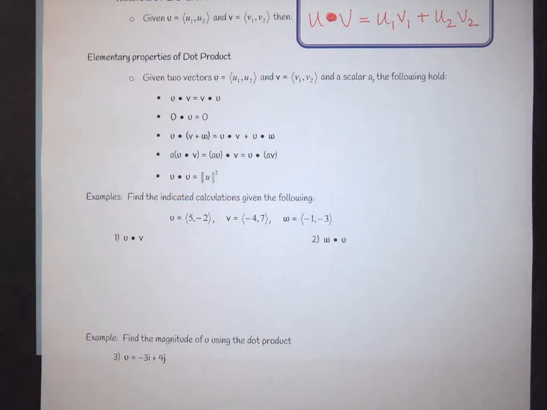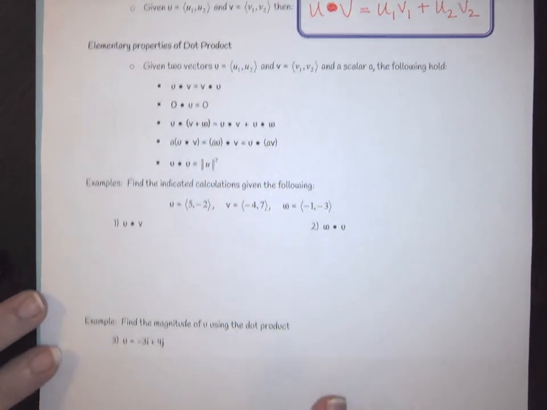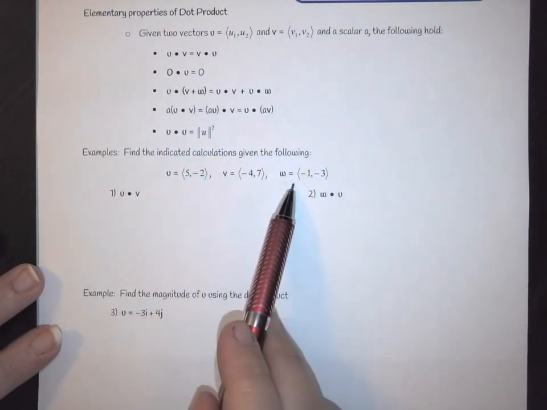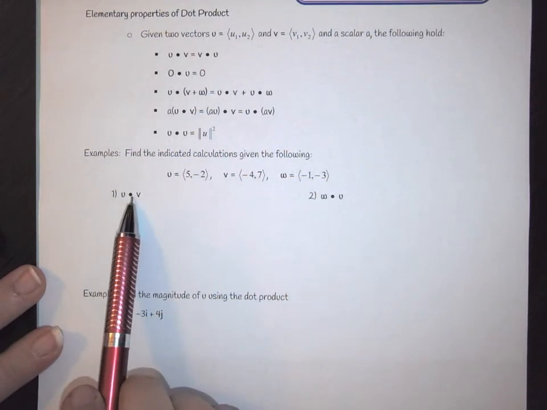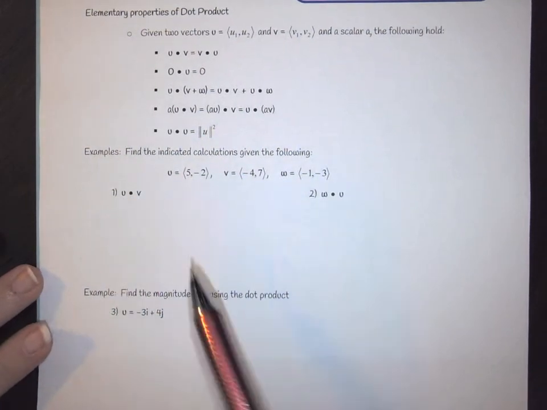So we've got some examples, which is the best way to try and explain the dot product and what it is that we're doing here. So we're going to go ahead and take a look at those examples. First and foremost, you need to find the indicated calculations given the following, and I'm giving you three different vectors: u, v, and w. This first one wants the dot product between u and v.